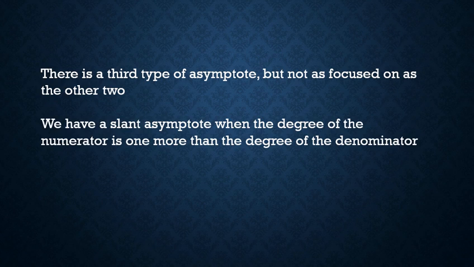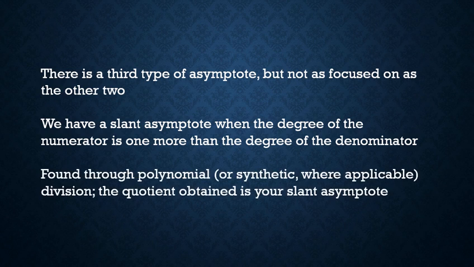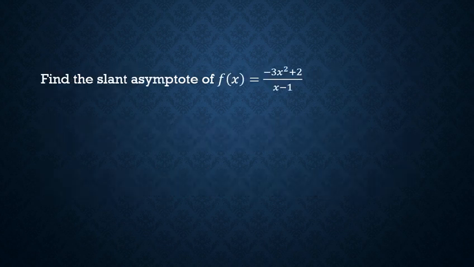And the way we find a slant asymptote for a rational function is with polynomial long division, or if it's possible, using synthetic. The quotient that you obtain is going to be your slant asymptote. So here I'm going to just show you one quick sample of how to find the slant asymptote.